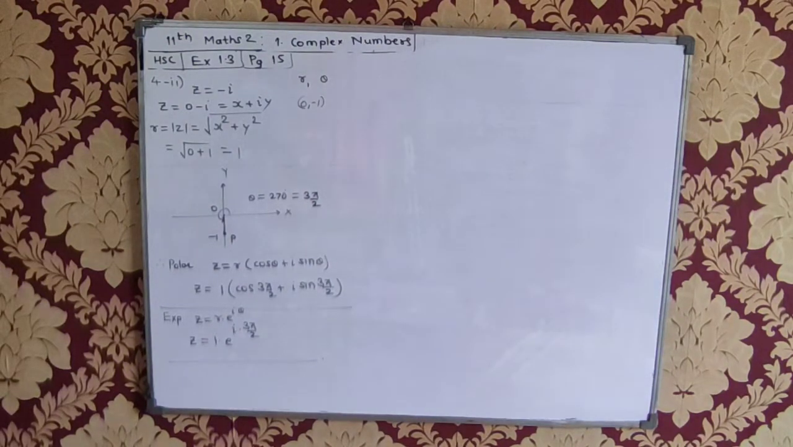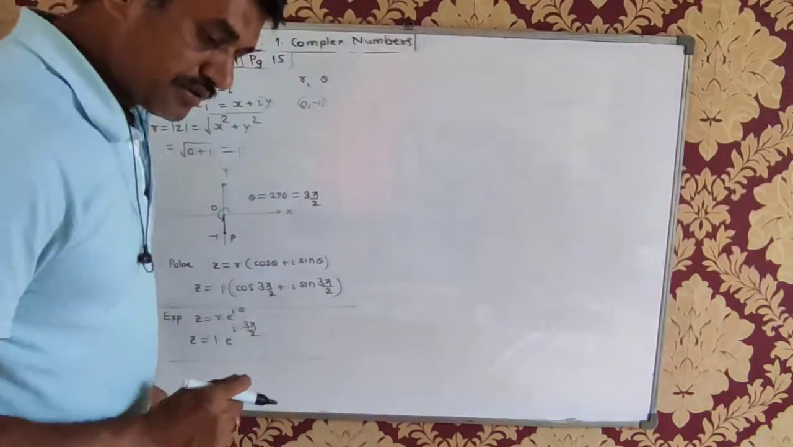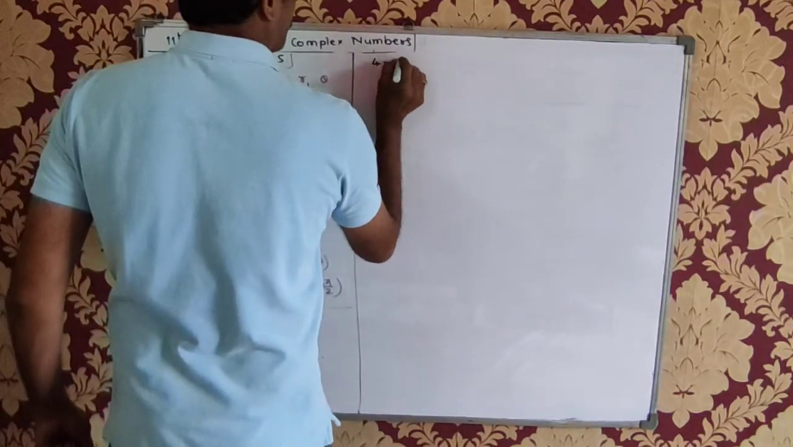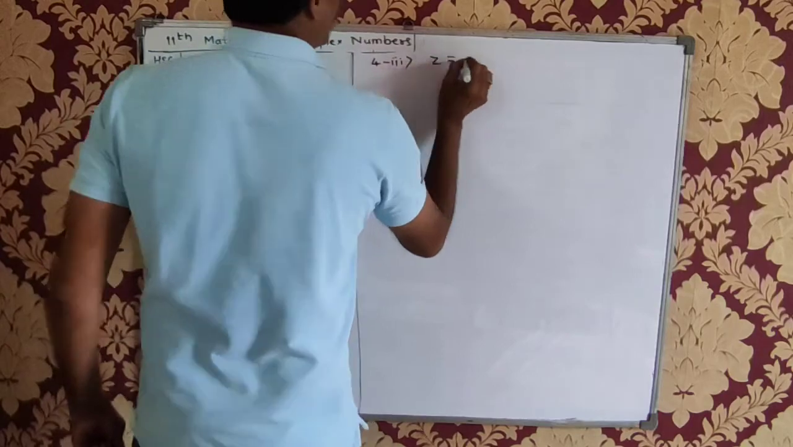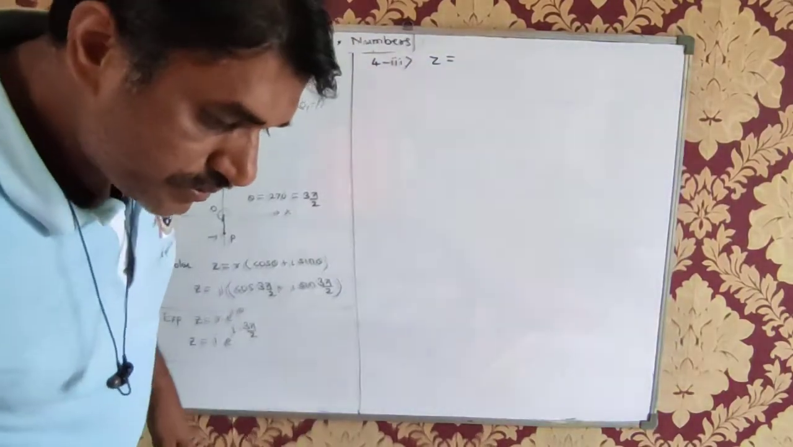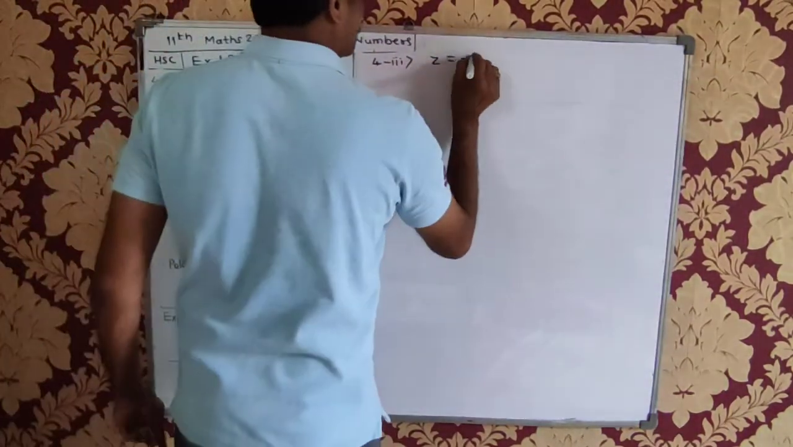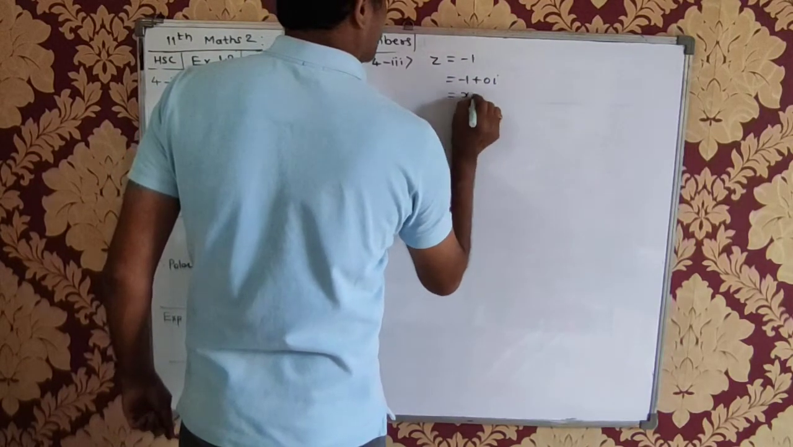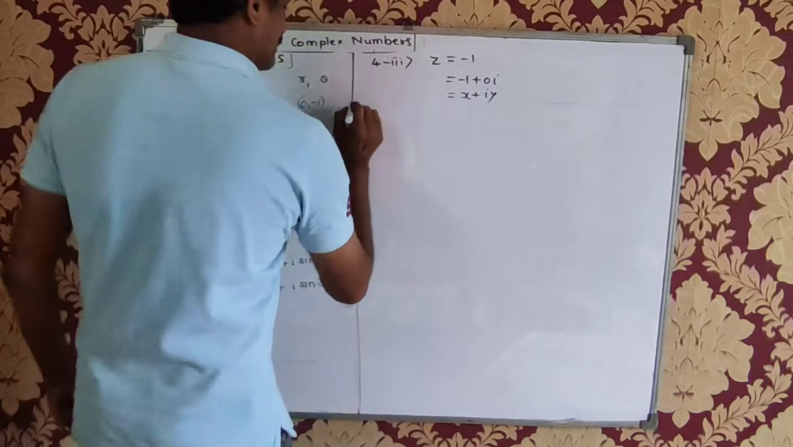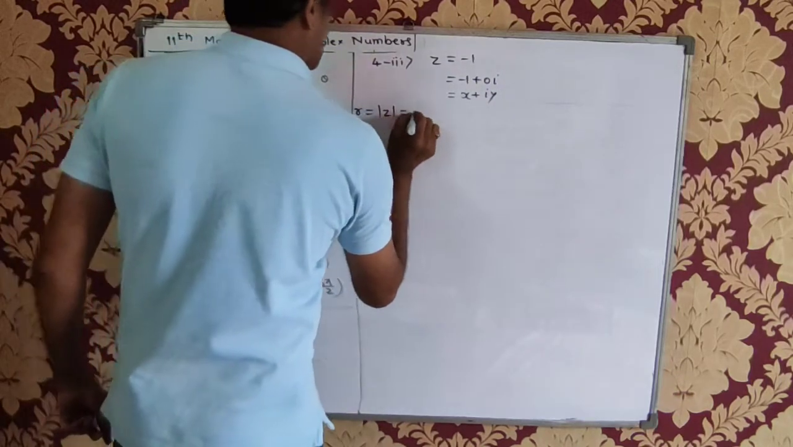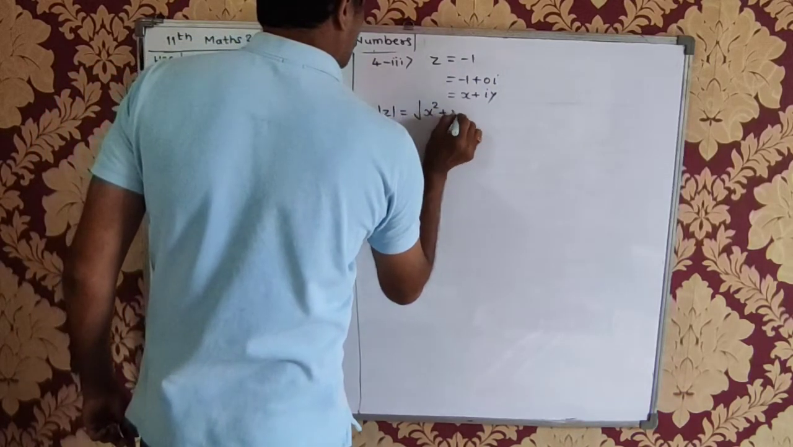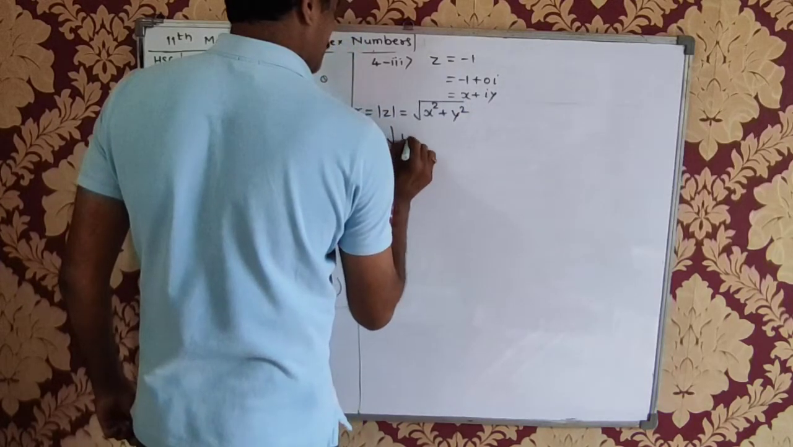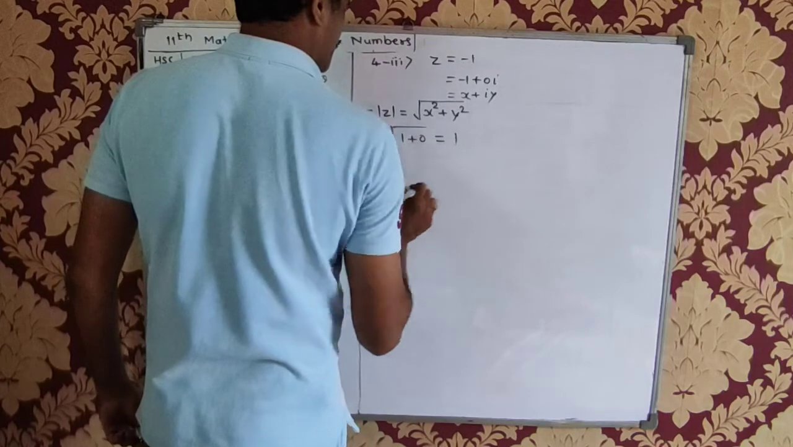Question number 4 subpart 3. Z is equal to minus 1, minus 1 plus 0 I, which is x plus I y. So R is equal to mod Z is equal to square root of x square plus y square. That is equal to square root of minus 1 whole square plus 0, which is 1. 1 is the modulus.